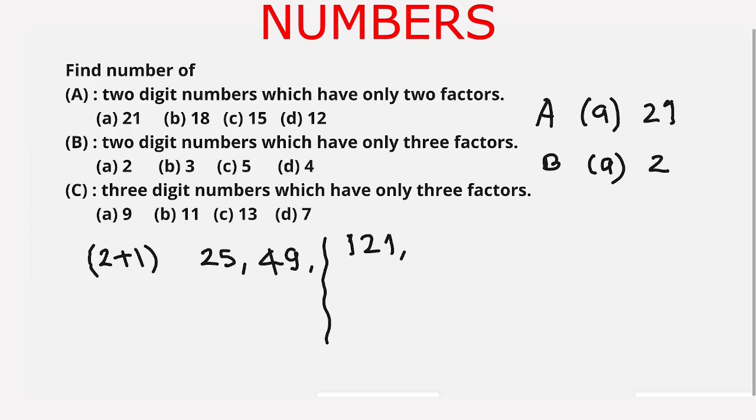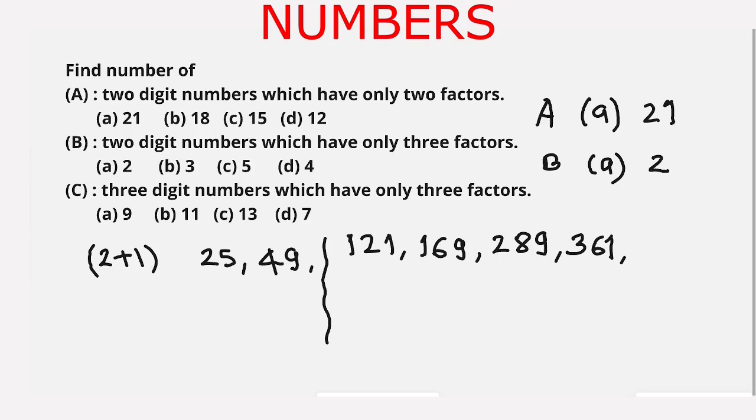Then the square of 13, which is 169. It has three factors 1, 13 and 169. Then the square of 17 is 289. It has again three factors 1, 17 and 289. Then another prime number is 19. The square of 19 is 361. 361 is a 3-digit number which has factors 1, 19 and 361 itself.